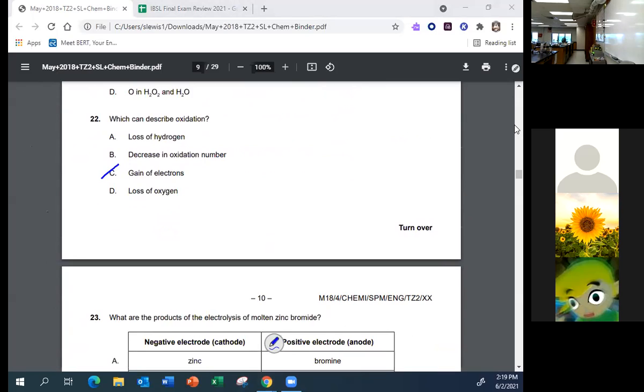What happens when oxidation occurs? If you lose electrons, your oxidation number actually increases. Okay, so those two answers cannot describe oxidation. Now, another way to think about oxidation is that it could be the gain of oxygen. And so D is also incorrect. So by process of elimination, I'm going to pick loss of hydrogen.